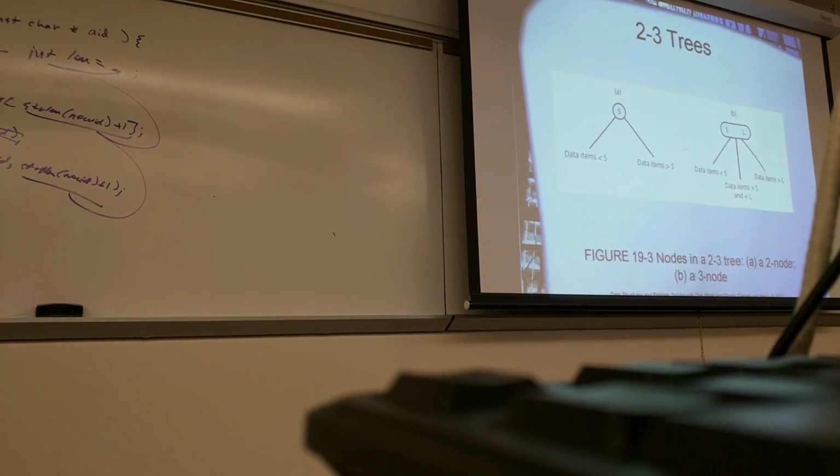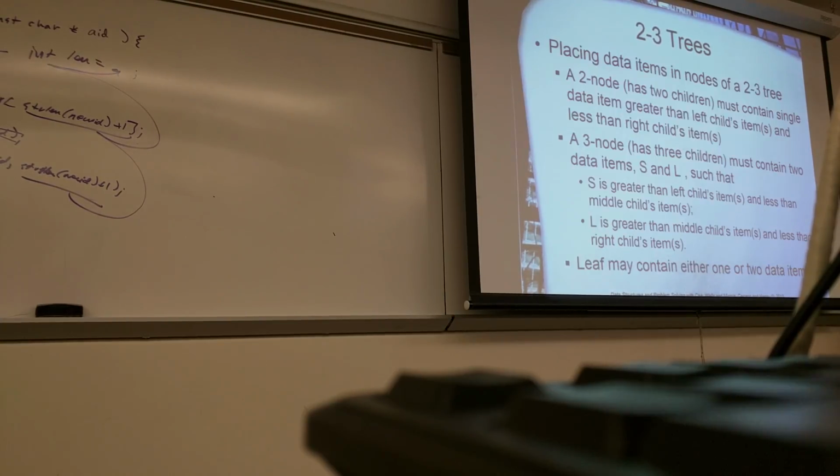So here's a picture to show you a little bit better, and I'll go back to the other text. So here's a 2 node. It has a single value, S, meaning small. And then items less than S are over there. Items greater than S are over here. Here is a 3 node that has two values, small and large. Less than small is in this subtree, between small and large is in this subtree, and greater than large is over here. Okay? So it makes sense intuitively, right? You understand that pattern. Okay.